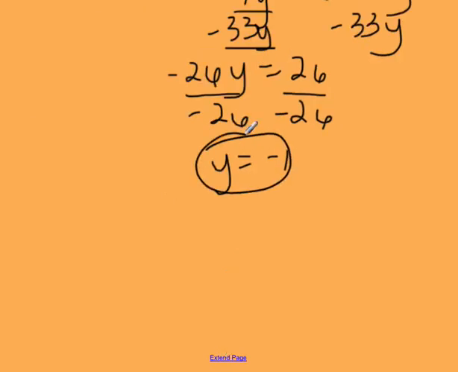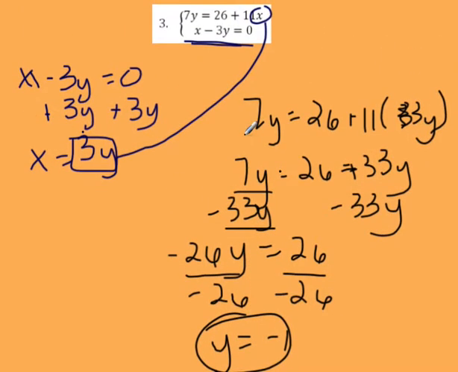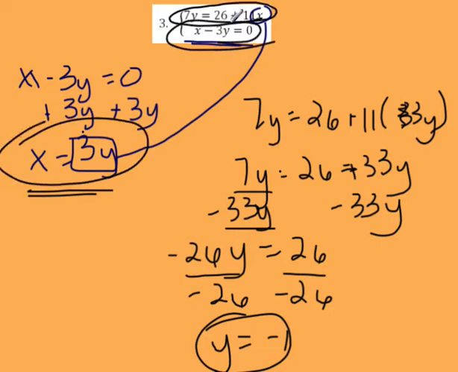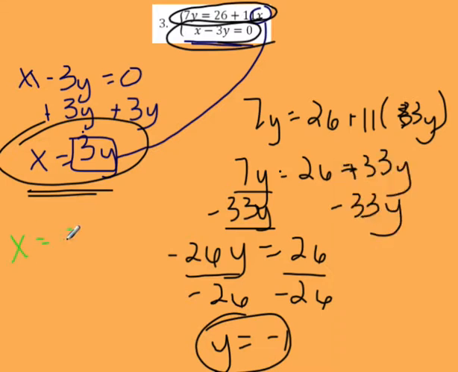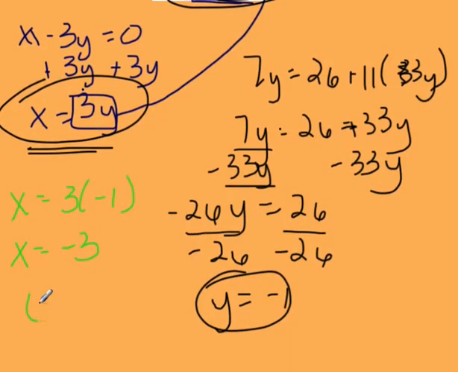Now that I know y is equal to negative 1, I want to go back, and I can plug it into this equation right here. I can choose from this one, or this one. I like to choose the one that makes my life easier, which is when x is equal to something already. So I'm taking x equals 3y, and now I'm going to plug in a negative 1. So x is equal to 3 times negative 1, which is negative 3. Then I want to write it out as a coordinate point x, y. So my solution is negative 3, negative 1.